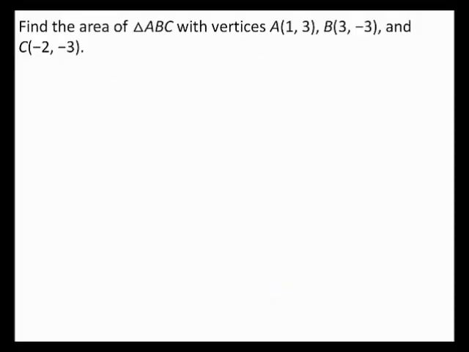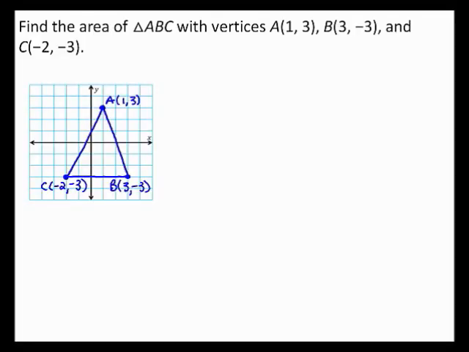Find the area of triangle ABC with vertices A(1, 3), B(3, -3), and C(-2, -3). To find the area of triangle ABC, you first need to draw the triangle in a coordinate plane. When you plot the points A, B, and C, and connect them with line segments, you get the following triangle. Now, the area of a triangle is equal to 1/2 times the base times the height. So, you need to find the lengths of the base and the height of this triangle.